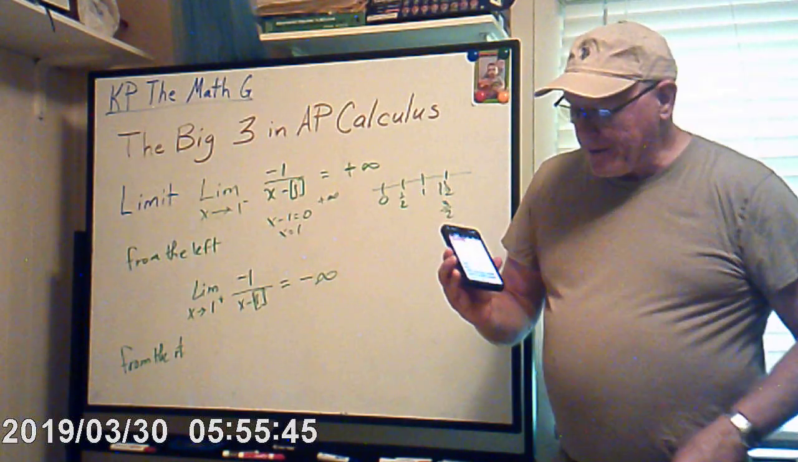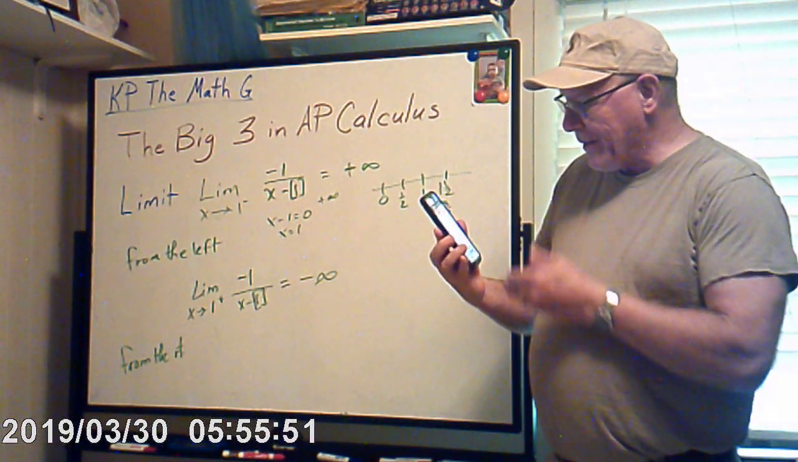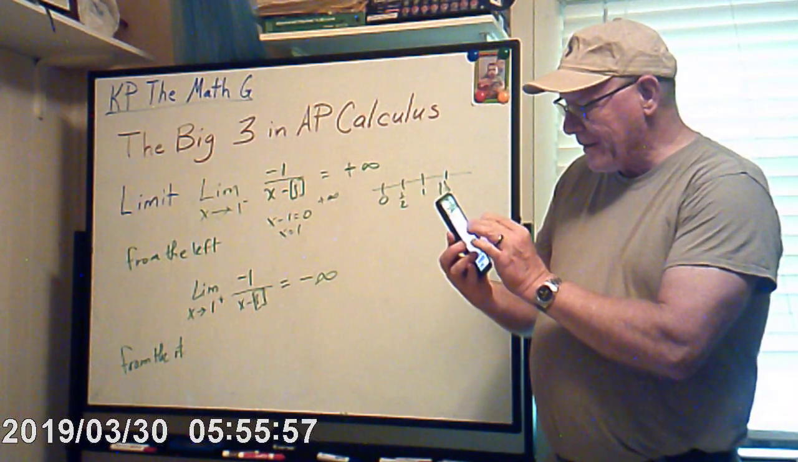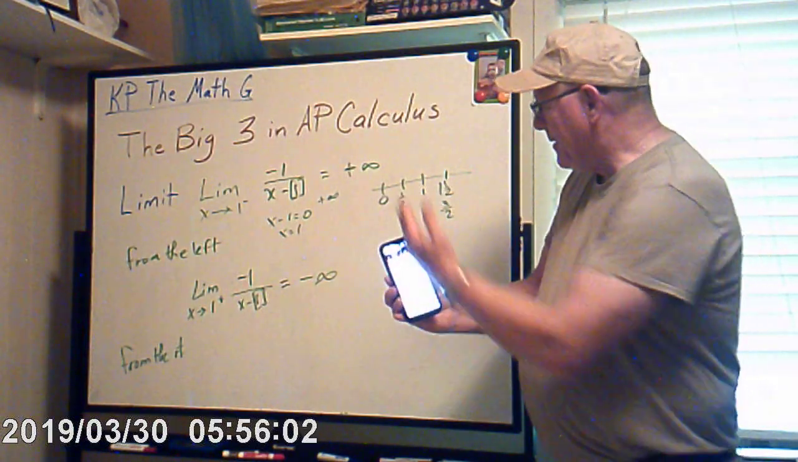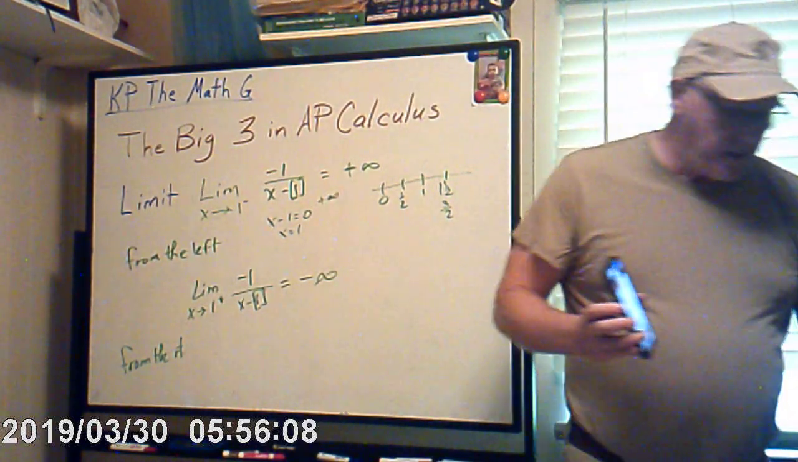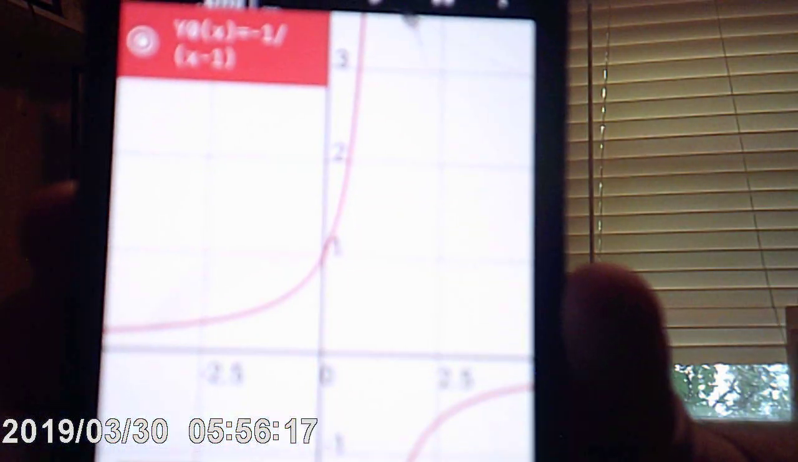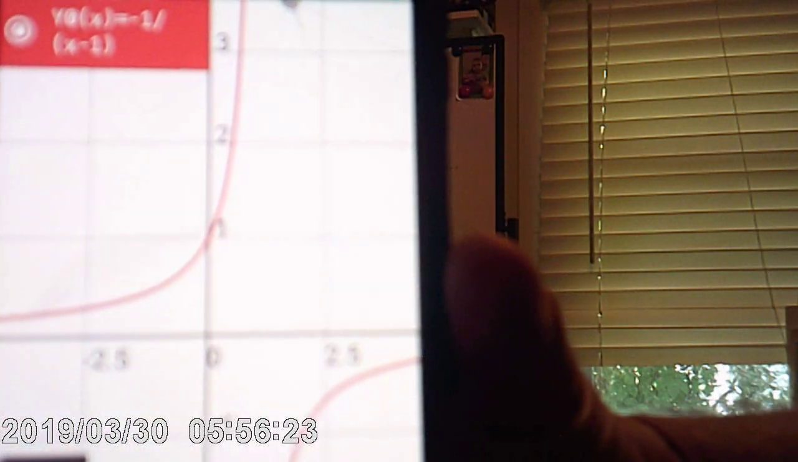I don't know if you can see that, but it doesn't show an asymptote here, though I'm sure that there is an asymptote here at 1. But you see, this is positive infinity to the left of 1. Let me see if you can even see that at all. I'm going to put it right here where you can see the graph. Positive infinity to the left of 1, negative infinity to the right of 1.